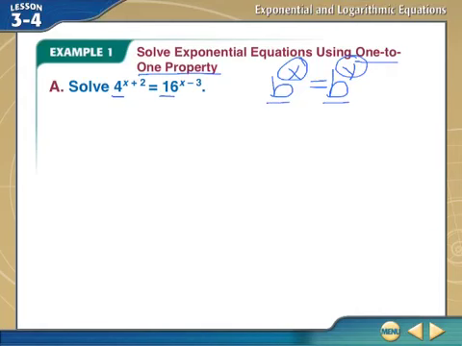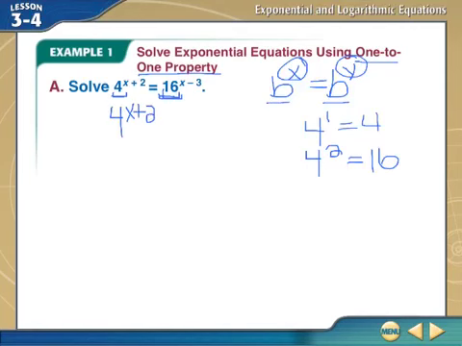Now, if you look at 16, and our base here is 4, 16 can be rewritten as base 4. 4 to the first is 4, and 4 squared is equal to 16. So I'm going to rewrite the right side of our equation as 4 to the second power raised to the x minus 3.